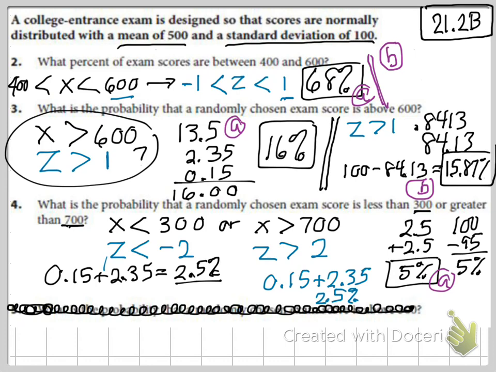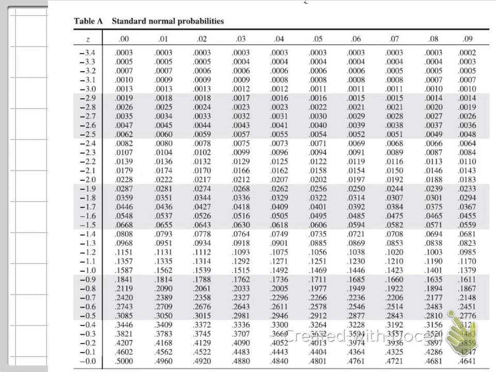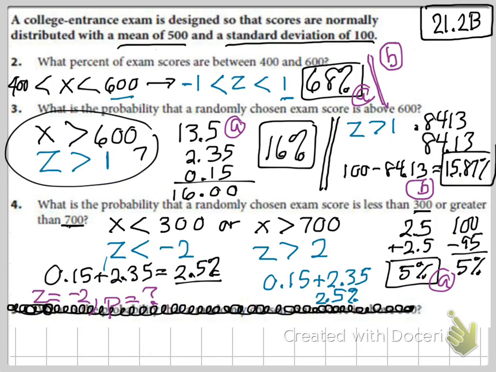I'm going to go to my table, look for when z equals negative 2, what does the p equal? Negative 2. Here's negative 2. 0.0228. And again, move that decimal over 2 places to call that 2.28%.